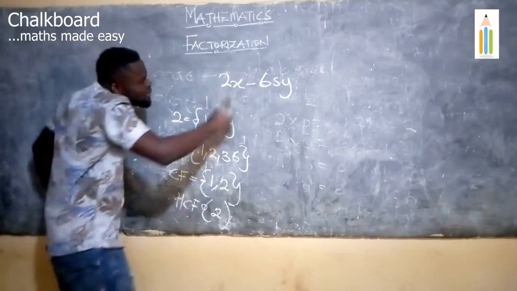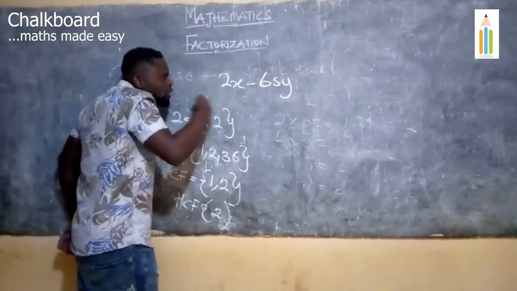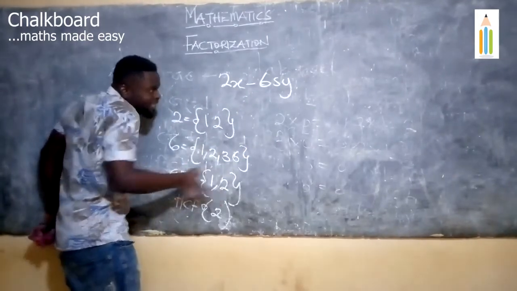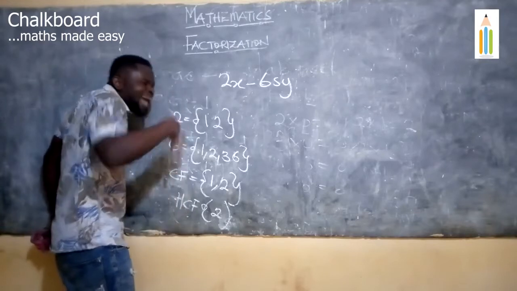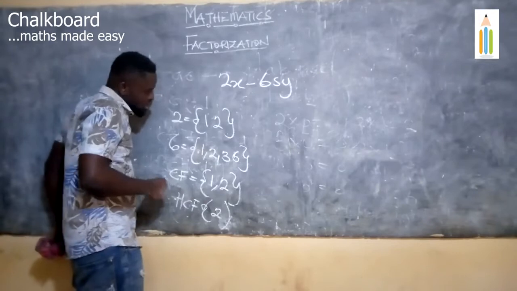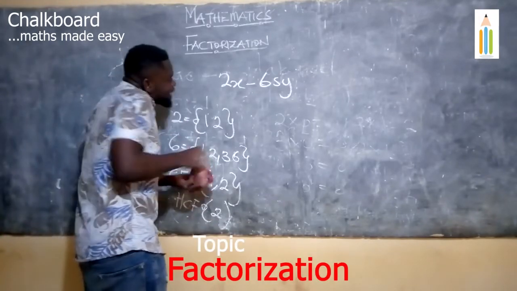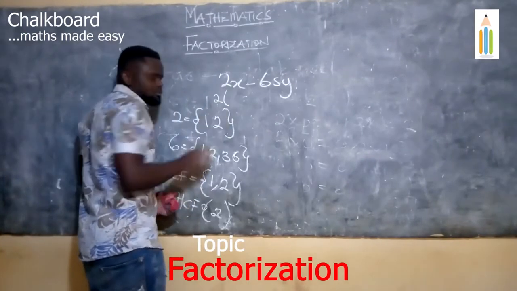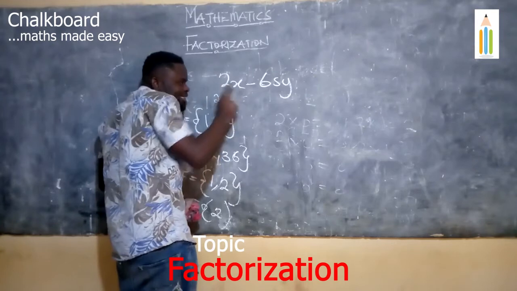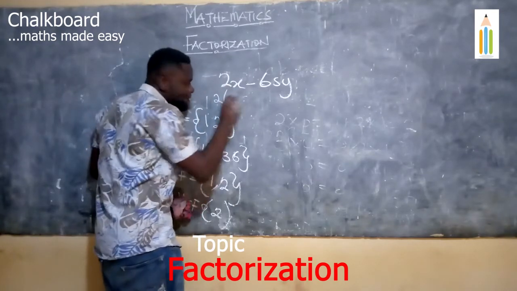Again, anytime we have some numbers to factorize, we look at the factors of the numbers. Then we come to the common factors of the numbers. Then we come to the highest common factor of the numbers and we bring that highest common factor out. So as we did over here, 2 is the highest common factor. So we bring 2 out. Now, from 2x, if 2 is out, what will be left here? It's only x. So x will be here.